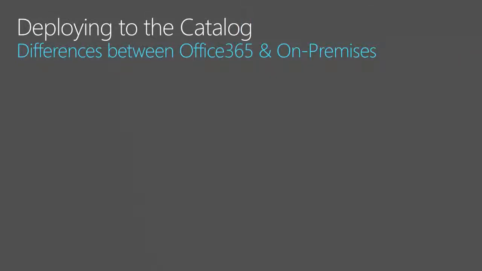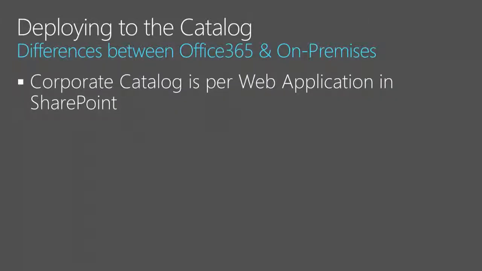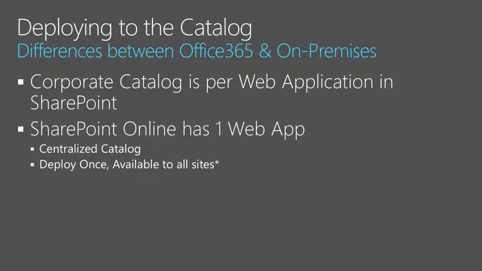So when you're deploying to a catalog, there are some differences between Office 365 and on-prem, all right? So the corporate catalog is per web application in SharePoint, okay? Now, in SharePoint Online, we have one web application. I don't know if you guys knew that, but that is how we have architected SharePoint Online. So that means you have one centralized catalog in SharePoint Online, which is actually kind of interesting because you can deploy it once and it's available to everyone in the environment.